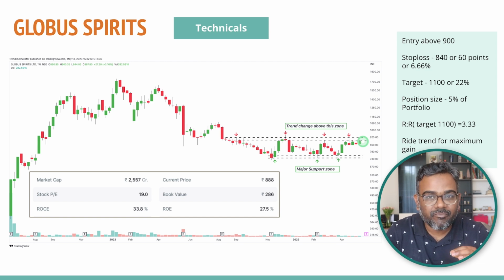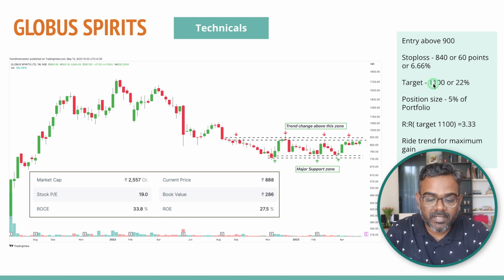The stop loss for investments ideally should be here. But if you're a swing trader, your stop loss will be too deep. But if you're an investor, you can keep your stop loss here, right? I don't see the stock breaking this support zone anytime soon. But if you're a swing trader or a positional trader like me, then your stop loss needs to be somewhere around here. Now, the stop loss here will be 840, which is just 60 points or 6.6%. Now, that's a very, very small stop loss. So you can consider this also for a swing trade, for a positional trade, it's up to you.